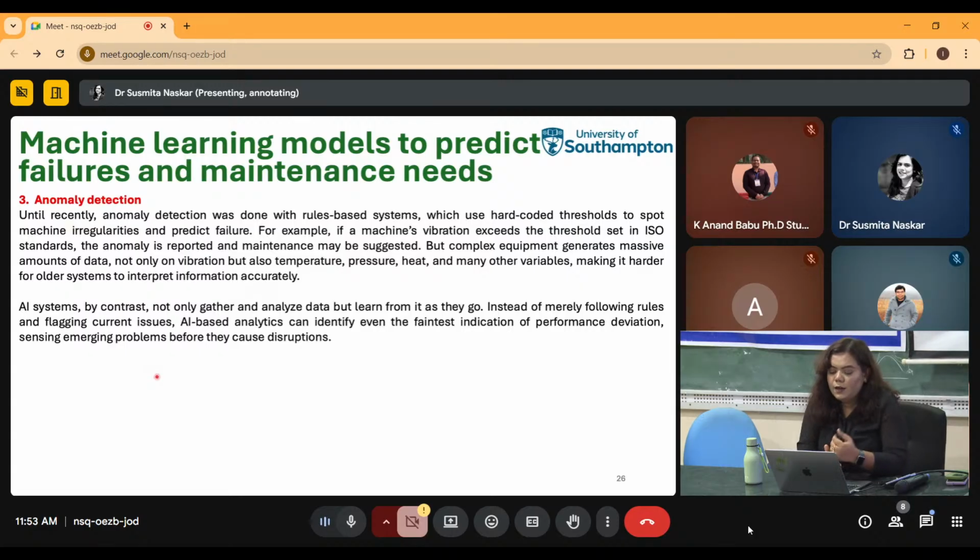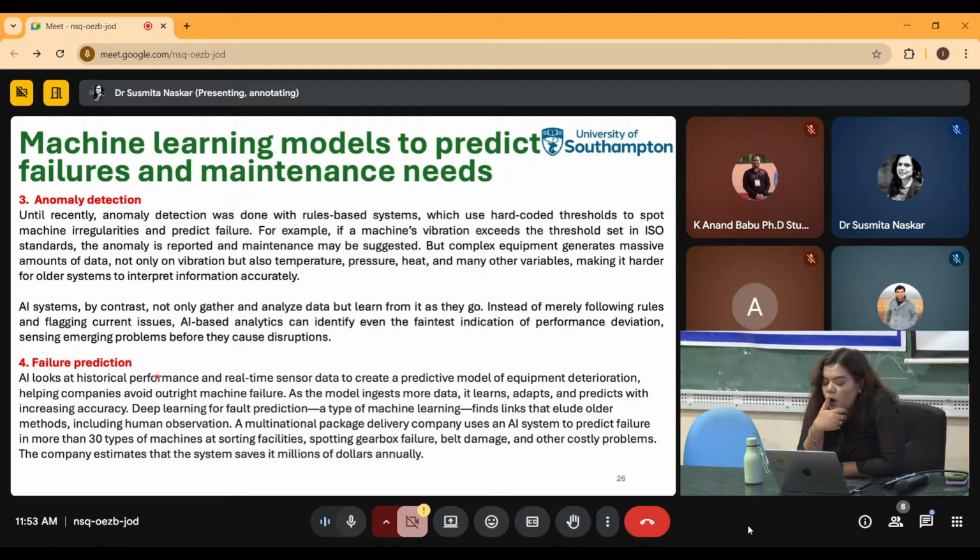Then another one, besides anomaly detection, is failure prediction. Artificial intelligence also looks into the historical performance. This can combine with the real-time sensor data to build a predictive model of equipment. So by using these AI tools, we can combine the real-time sensor data with the historical performance data, right? And as more data flows in, the model adapts and predicts failure with increasing accuracy, right?